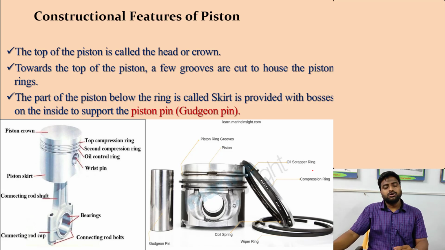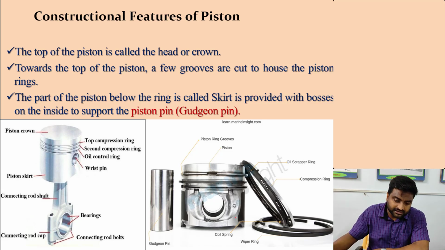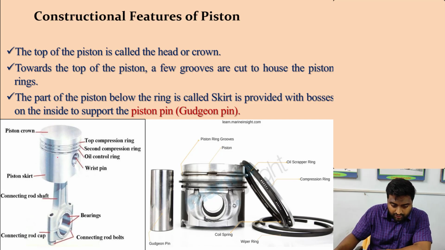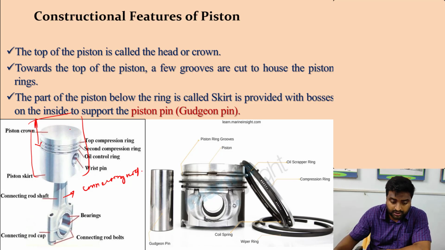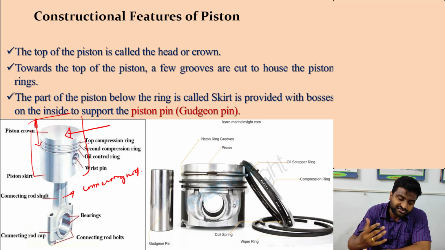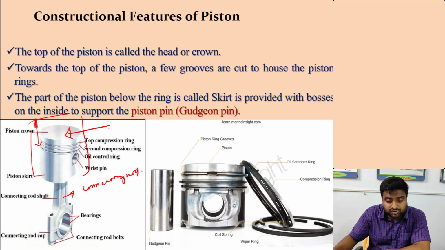Now coming to the parts of the piston. Several parts are there. You can see this is how the piston looks like, and this is the connecting rod. Obviously the cylinder will be outside, and inside the cylinder the piston reciprocates. That's why the engine is also known as the reciprocating engine, as I told you earlier. The top portion of the piston is known as the piston crown. You can see over here the top portion is known as the piston crown.